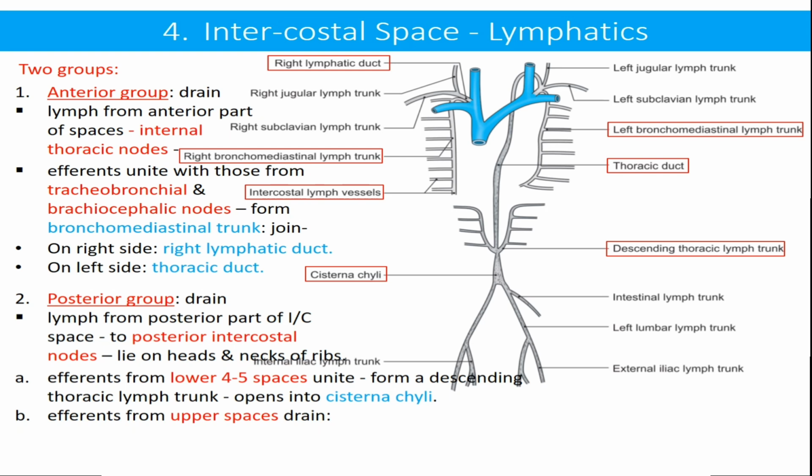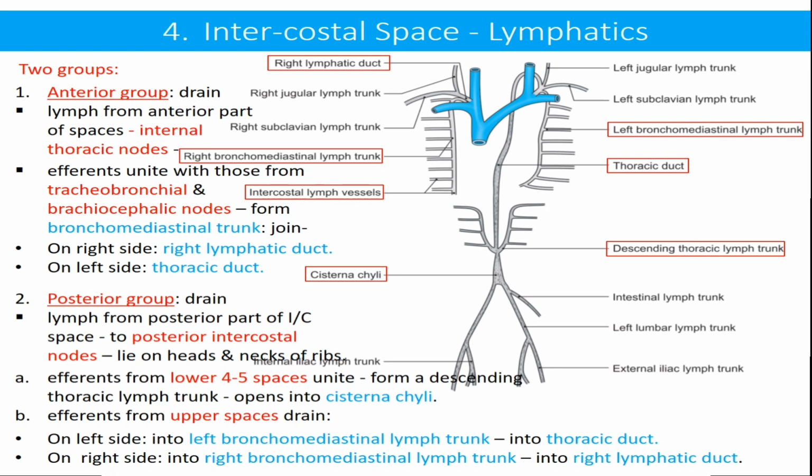drain differently on the right and left side. On the left side, they drain into the left bronchomediastinal lymph trunk, which opens into the thoracic duct, whereas on the right side, they drain into the right bronchomediastinal lymph trunk, which opens into the right lymphatic duct.